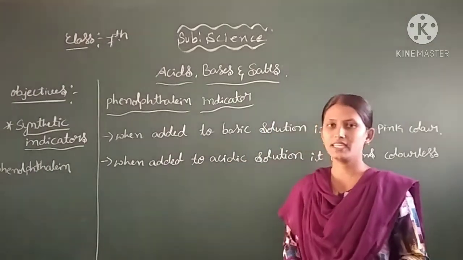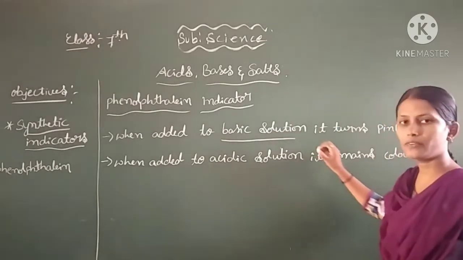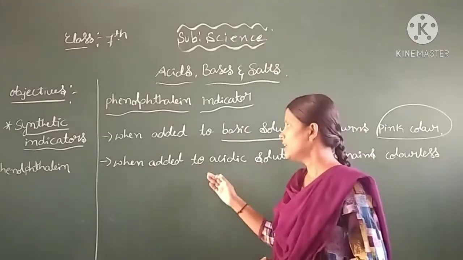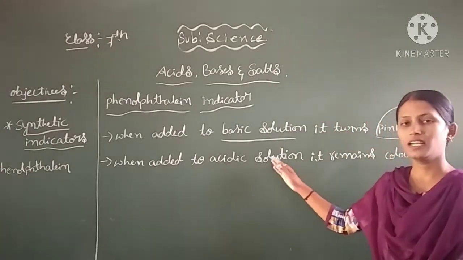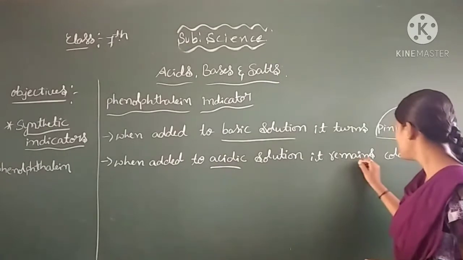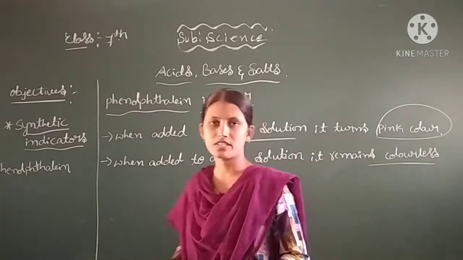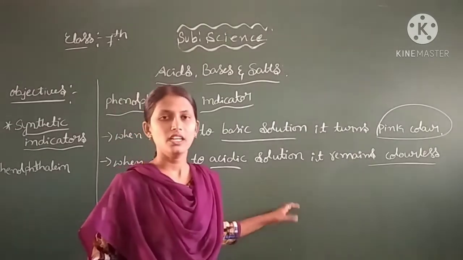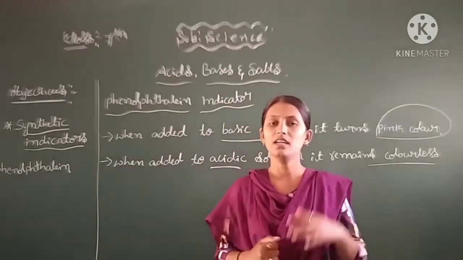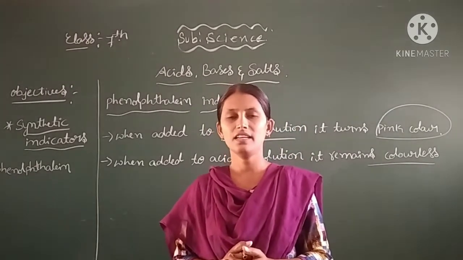When phenolphthalein indicator is added to a basic solution, it turns pink. When phenolphthalein indicator is added to an acidic solution, it remains colorless. This is about the phenolphthalein indicator. Next, what about the methyl orange indicator? Regarding the methyl orange indicator, you can learn in the higher classes.